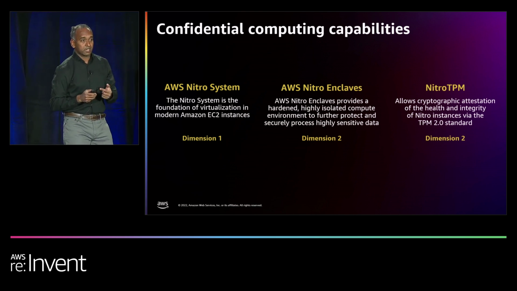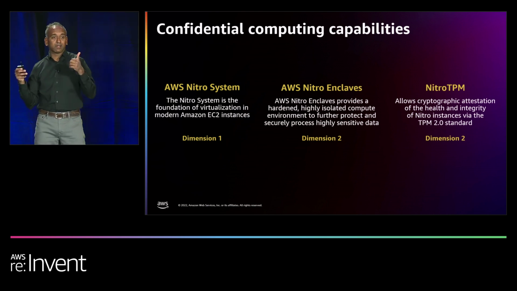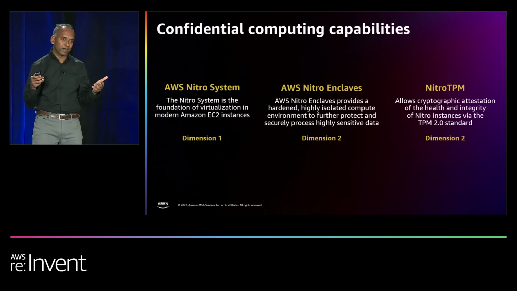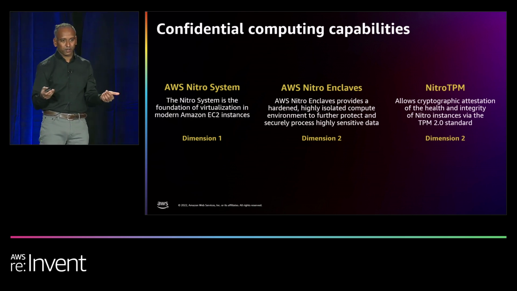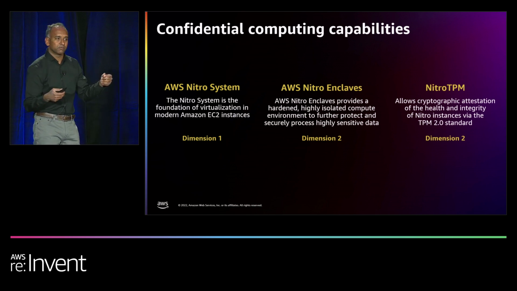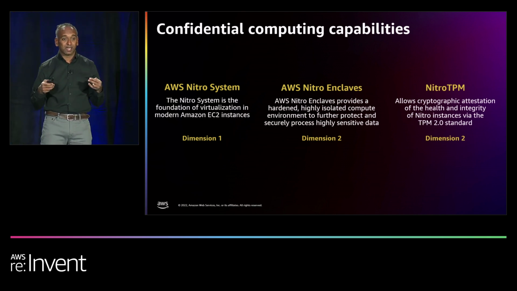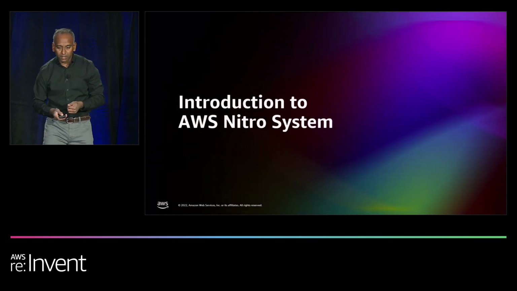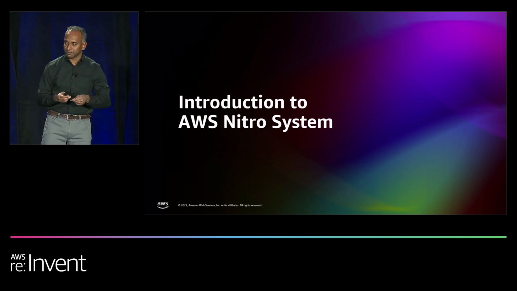The next capability is AWS Nitro Enclaves. AWS Nitro Enclaves provides a hardened and highly isolated compute environment, which provides additional isolation beyond what the Nitro system provides to protect your code and data. And that will address dimension 2 of confidential compute I talked about earlier. And lastly, we also recently launched Nitro TPM, which allows for cryptographic attestation of the health and integrity of your instances. I'm now going to turn it over to JD to talk to you about the AWS Nitro system.